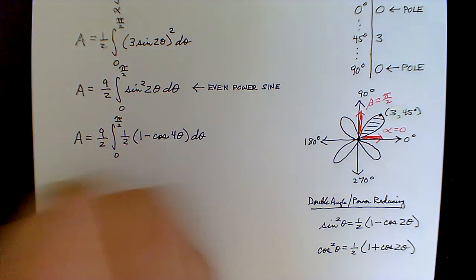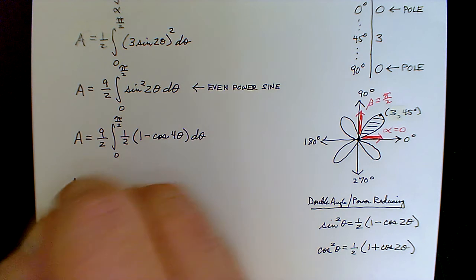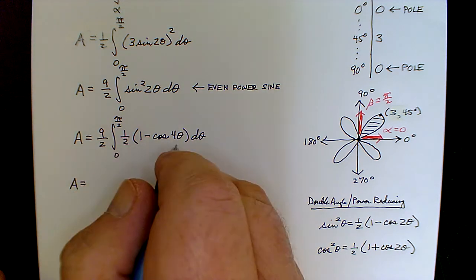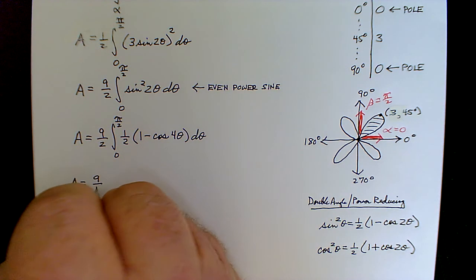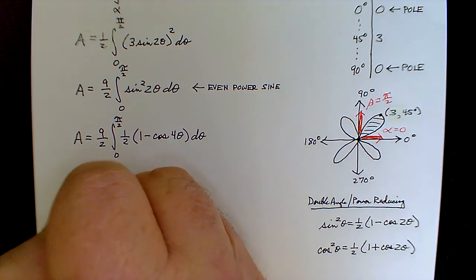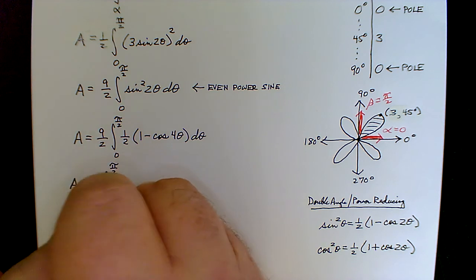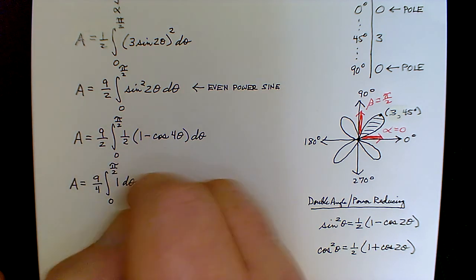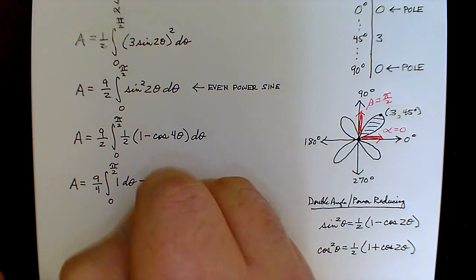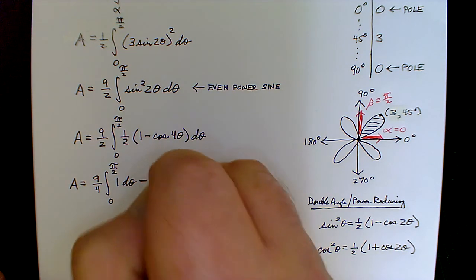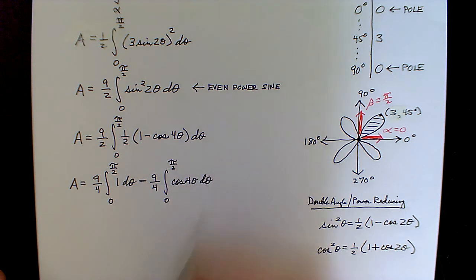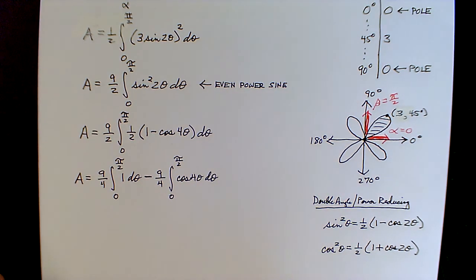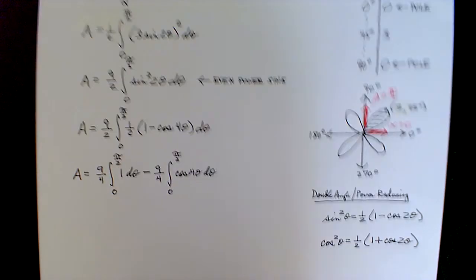Now, just to make all the integrations clear and everything simple, I'm going to separate this into two integrals. First off, multiply the 1 half times the 9 halves to get 9 quarters. And then we've got the integral from 0 to pi over 2 of 1 with respect to theta. And then minus 9 quarters, the integral from 0 to pi over 2 of cosine 4 theta with respect to theta. Now you can do the calculus any way you want. I just chose to split it up into two integrals. If you want to keep it as a single integral, that's fine as well.